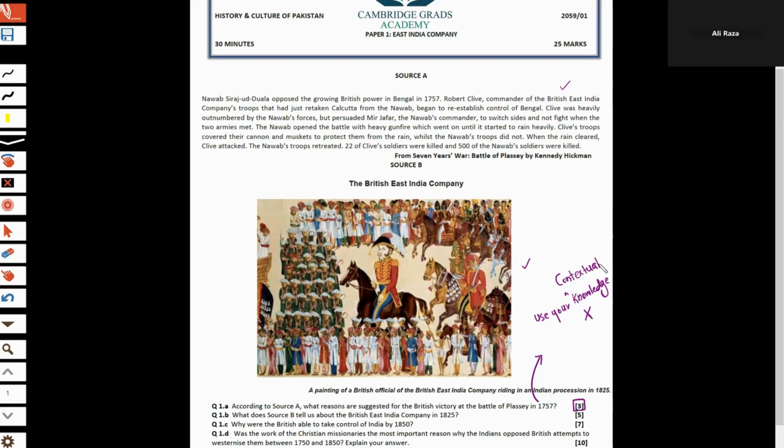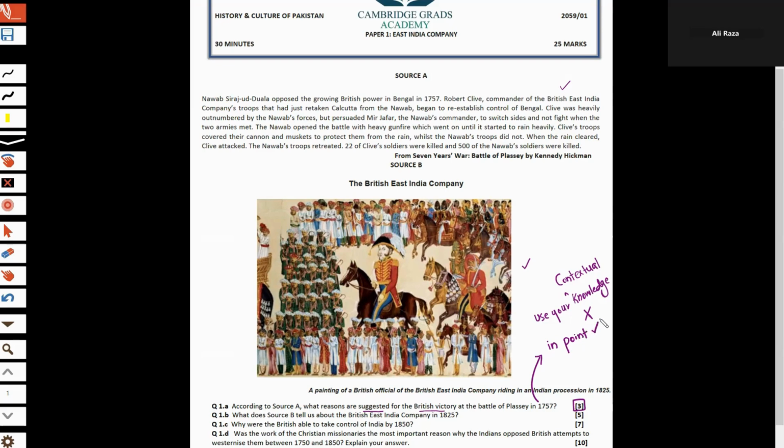For example, यहाँ पे वो क्या कह रहे हैं? According to source A, what reasons are suggested for the British victory in the Battle of Plassey? So we are looking for the reasons which were responsible for the British victory in the Battle of Plassey. Again, ये जो keyword suggest होता है, this usually demands just to outline, right? अब इसमें आपकी मर्जी है, कुछ बच्चे as a paragraph इसका आंसर लिखते हैं, but you can also write in points. So that is something which is acceptable to the examiner as well.